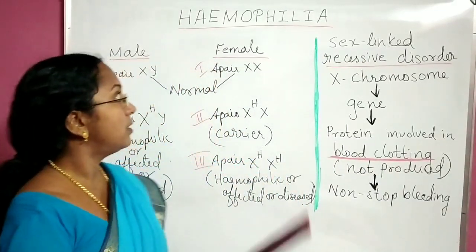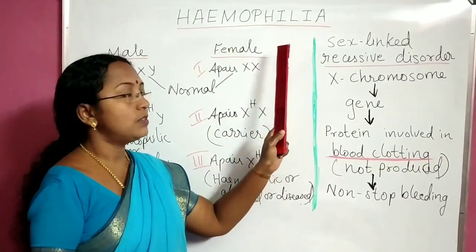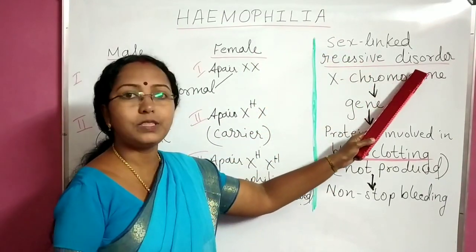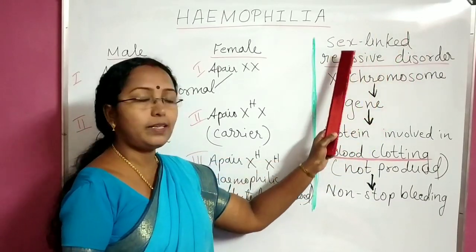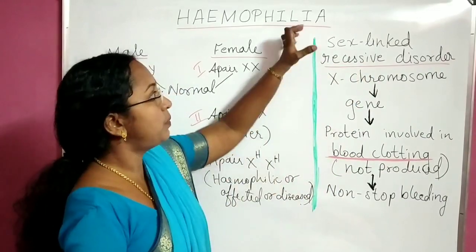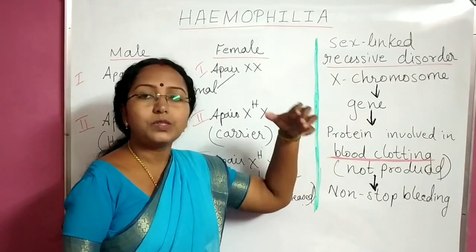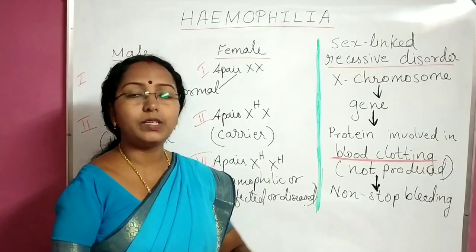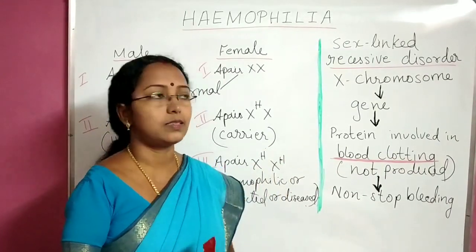So come back, haemophilia as a genetic disease. In the last session we learned haemophilia is a sex-linked recessive disorder. I also explained to you why it is called sex-linked and why it is called a recessive disorder. That portion was already dealt with in the previous session. In today's session, we will go into more details of what this haemophilia is.